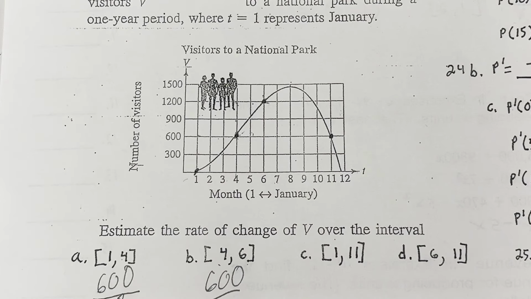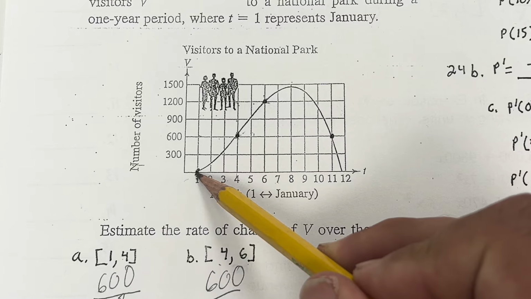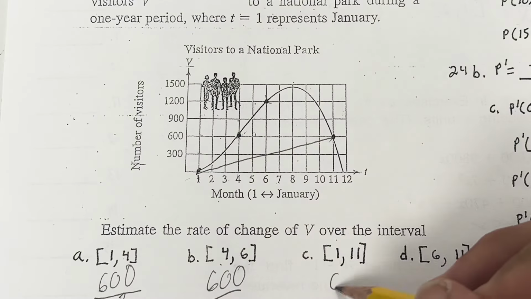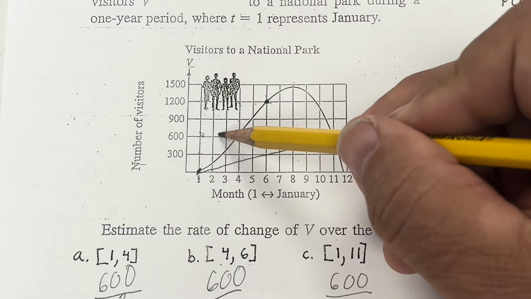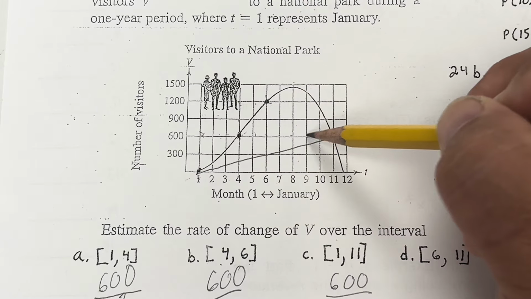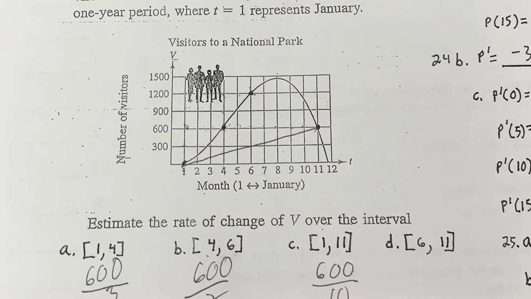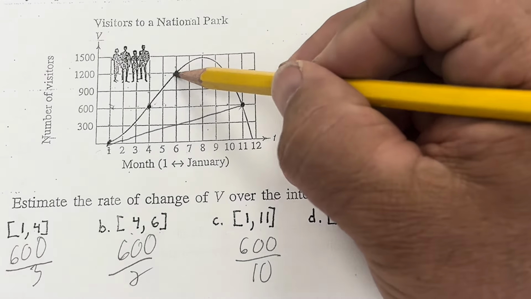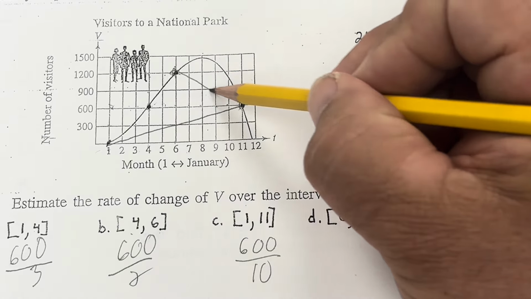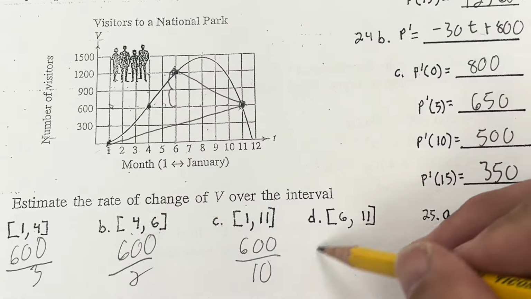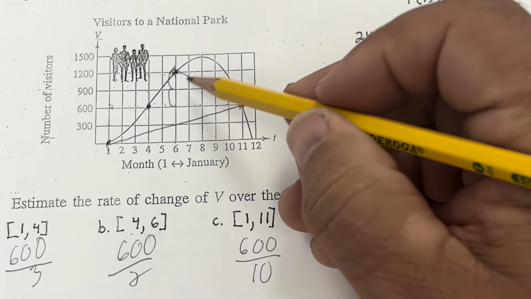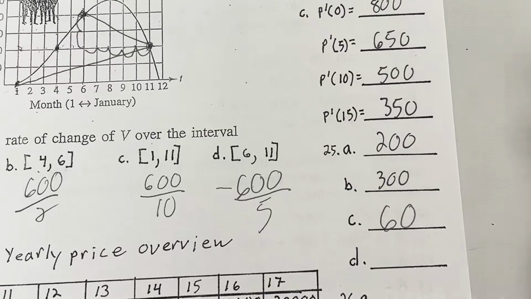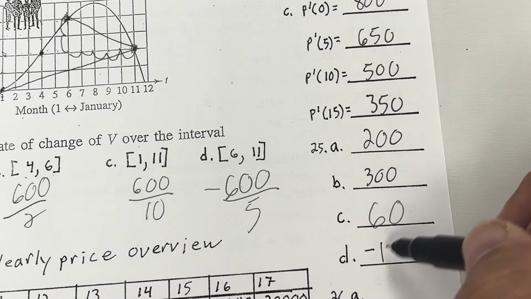From 1 to 11. From 1 way over there to 11. So I go up 300, 600. And I go over 1, 2, 3, 4, 5, 6, 7, 8, 9, 10. And that's going to simplify to 60. From 6 to 11, that goes down 600, and it goes over 1, 2, 3, 4, 5. 600 divided by negative 5 is negative 120.